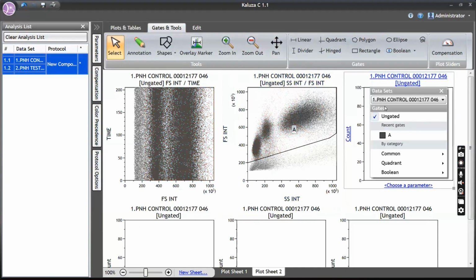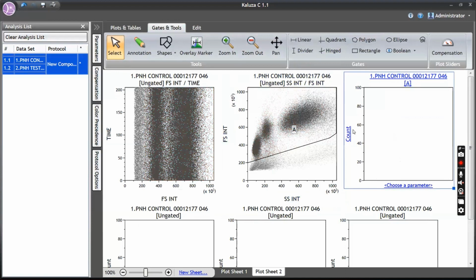Now I'll get only that particular population for further analysis.